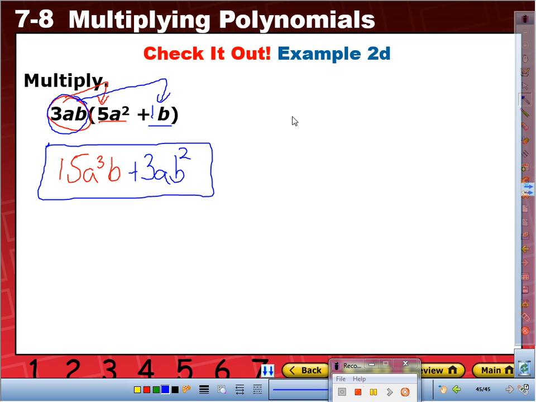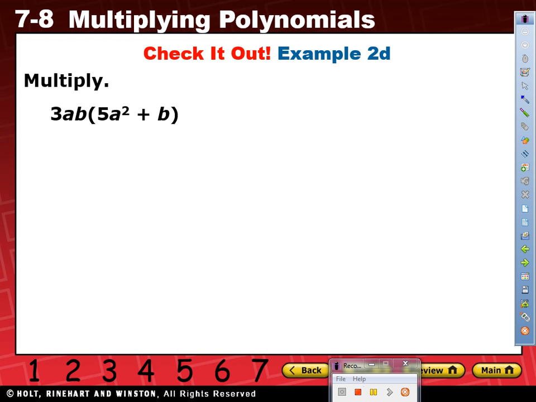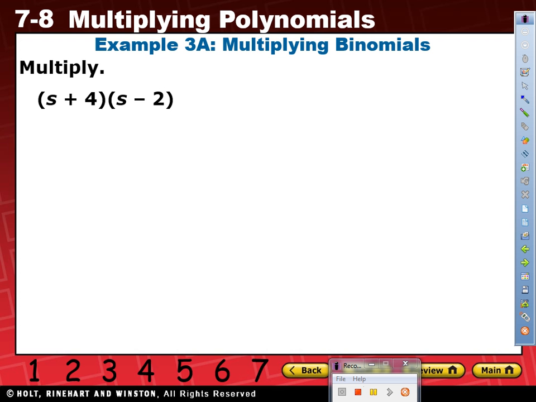Okay? And you did the area model, and you should know how to do the area model, right? Yeah. Lastly, copy this one down. Example 3a. Boom. Copy that, please.